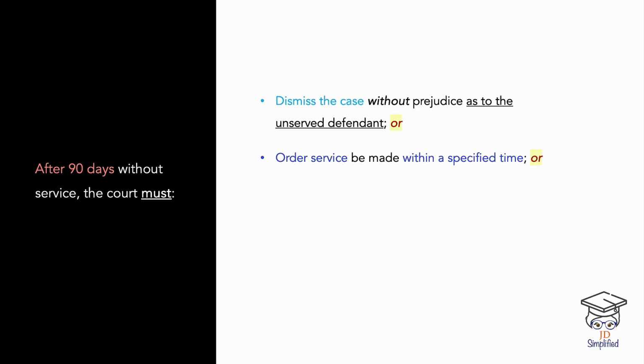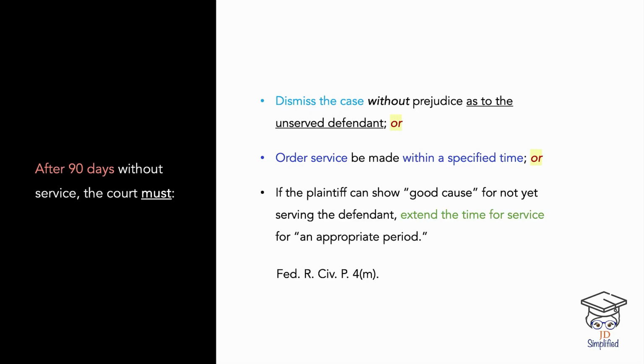After 90 days without service, the court must, pay attention to this word, the court must do one of the following. Dismiss the case without prejudice as to the unserved defendants. As to the unserved defendants only, the court does not have to dismiss the entire case. Or order service be made within a specified time. Or if the plaintiff can show good cause, if the plaintiff has a good excuse for not yet serving the defendant, extend the time for service for an appropriate period.